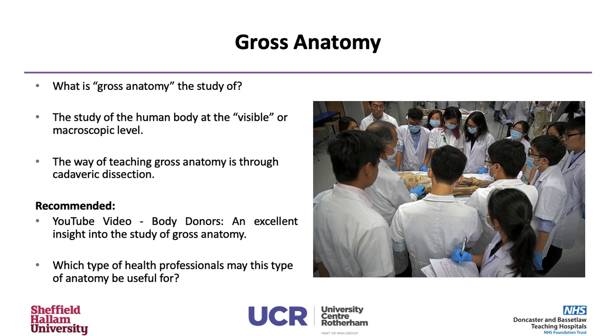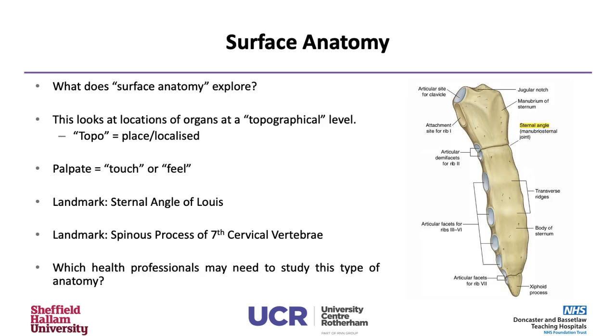So just like the subtypes of physiology, there are subtypes of anatomy. We've got gross anatomy, which is the study of the human body at the visible level. This way of learning gross anatomy is through cadaveric dissection, very similar to the founding father Andreas Vesalius. We've also got surface anatomy, and this looks at organs at a topographical level through touching or feeling structures. The medical term is called palpating.